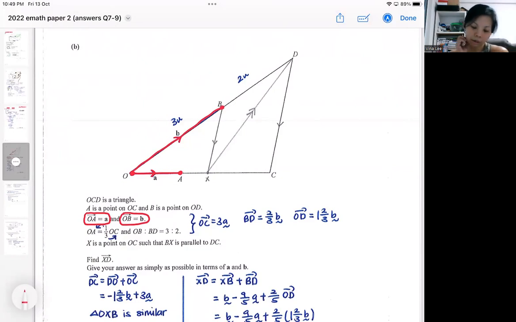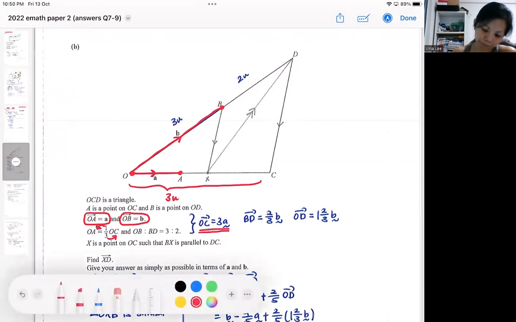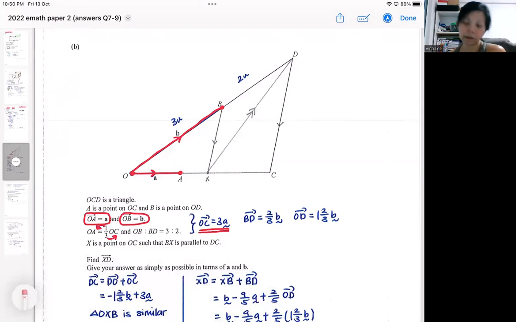And subsequently, you're given some ratio. So you make use of the ratio to get more vectors first. Basically, I want a lot of vectors so that eventually it helps me with my fill in the blank. So I know that OA is 1 unit, and then OC is 3 units. So this whole thing is 3 units. And because of this, I come out with a vector for OC. So because of the ratio, I have an additional vector.